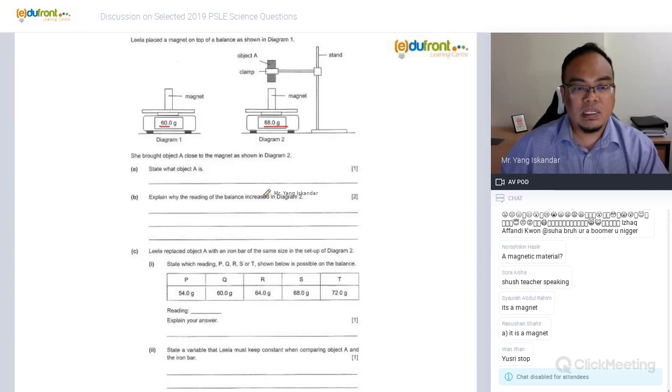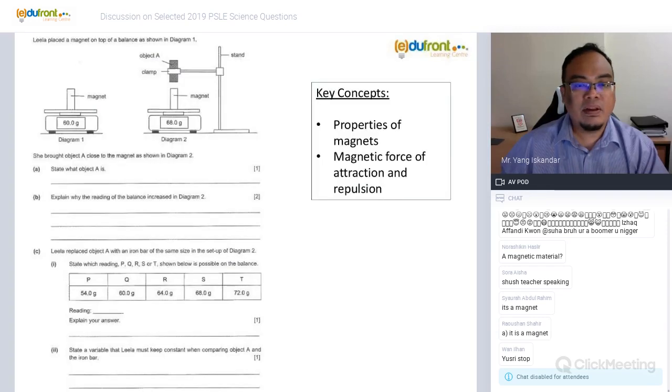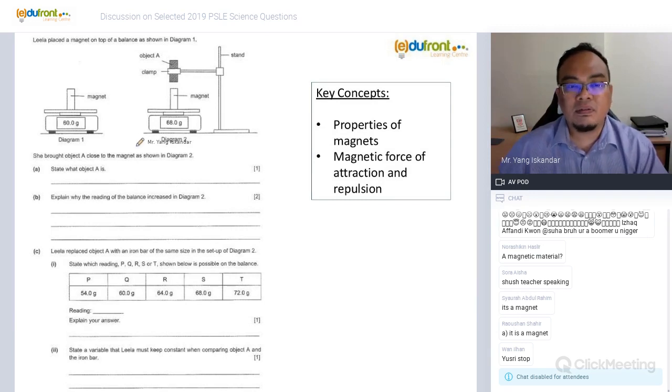Okay, so then you need to think, what is the concept they are testing you? Number one, the properties of magnet. Magnets have many properties. One of the key properties is it has two kinds of force. Number one, magnetic force of attraction. The other one is magnetic force of repulsion. And you need to know when magnetic force of attraction happens and when magnetic force of repulsion can happen.